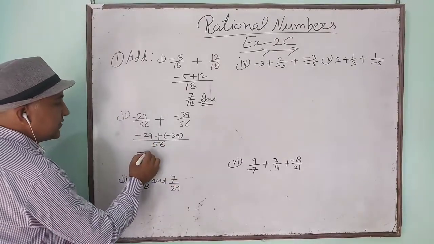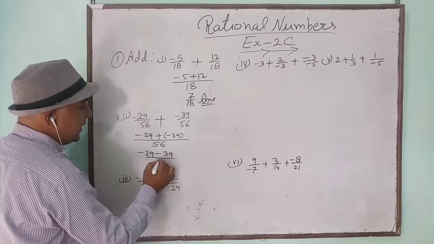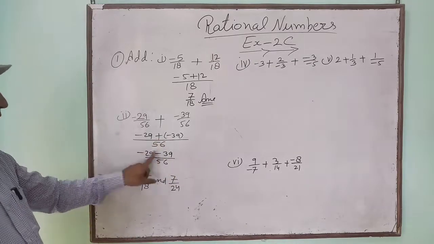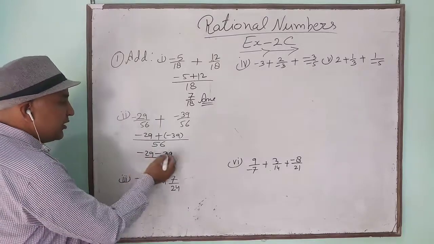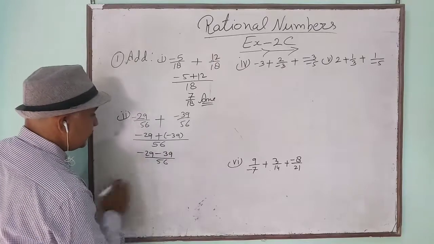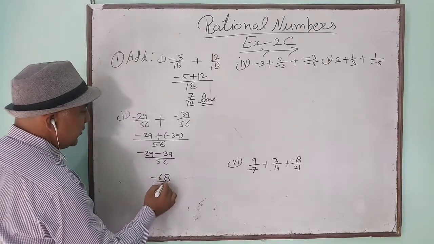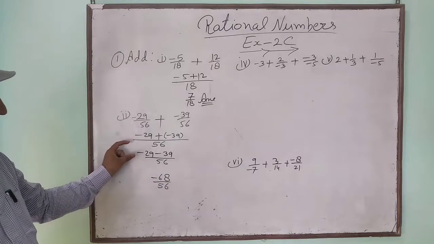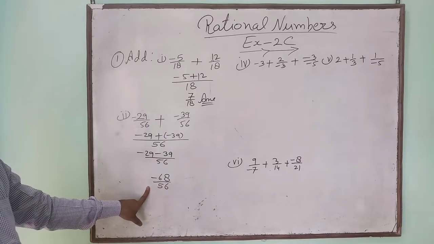Otherwise you can write it in this way also. Minus 29 minus 39 upon 56, because plus into minus becomes minus, and since similar signs are added together, it will be added. 9 plus 9 is 18, 3 plus 2, 5, 1, 6. Minus 68 upon 56. When you add these rational numbers, you will get minus 68 upon 56.